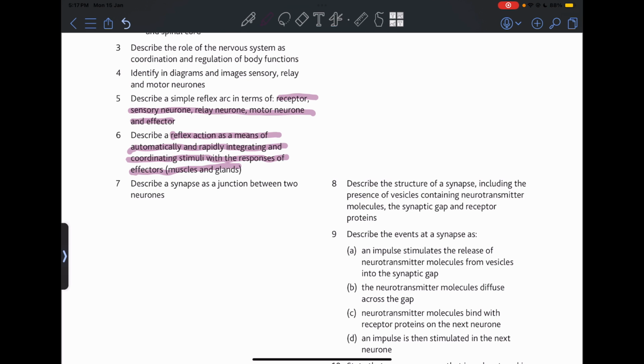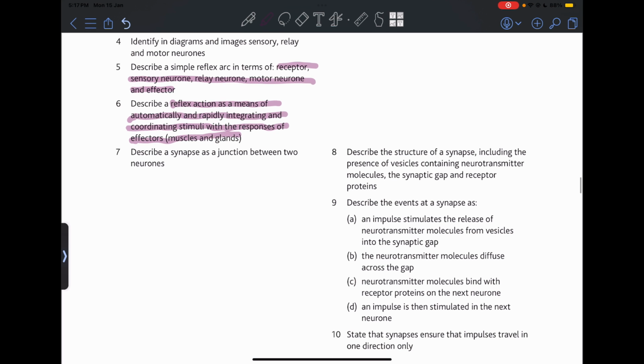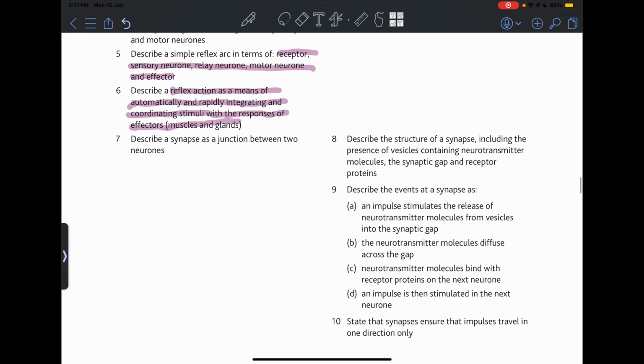So for example, if you are required to move, then the effectors are muscles. It will help you to move. If your body needs to sweat, then it will send stimuli to the sweat glands so that your body can sweat. So these are effectors. Number 7 says describe a synapse as a junction between 2 neurons.